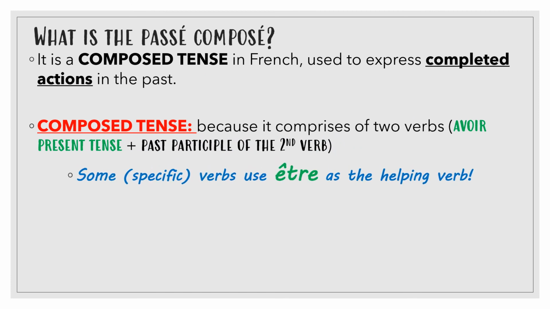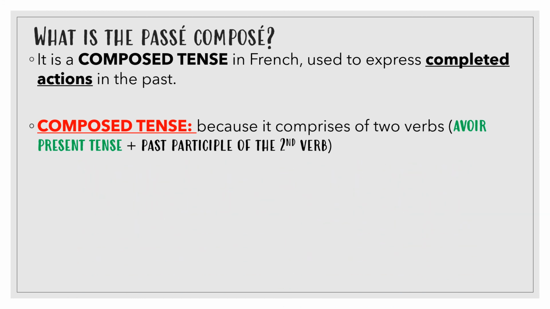Before we look at the example, we also can use être, which is the verb to be. Avoir is the verb to have. So we can also use être as a helping verb to construct the passé composé as well. We'll be looking at that in another lesson. For today, we're focusing on the verbs that use avoir. Okay, so let's get right into it.